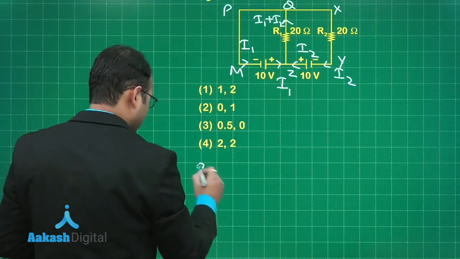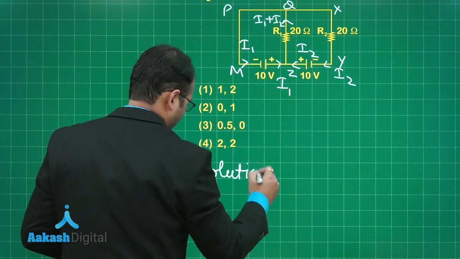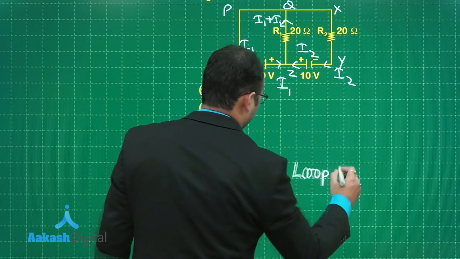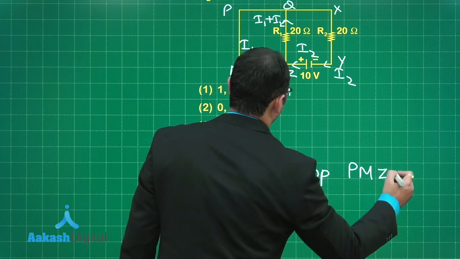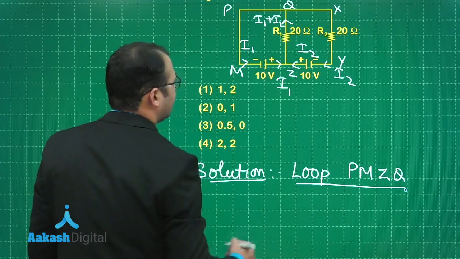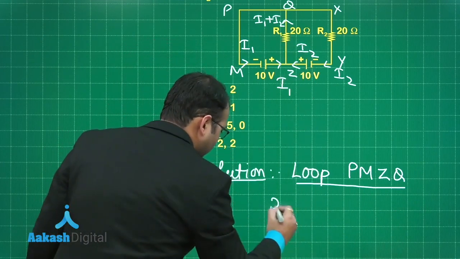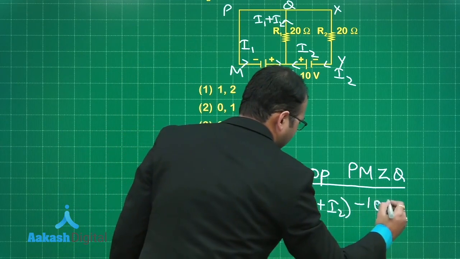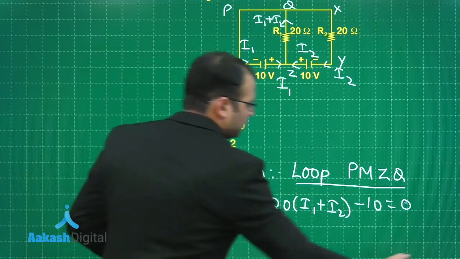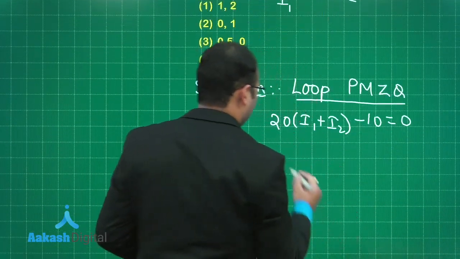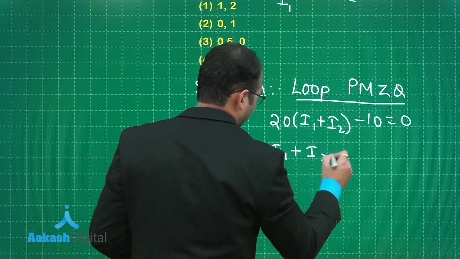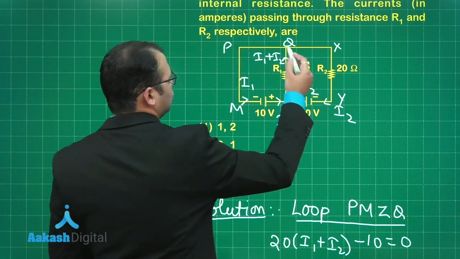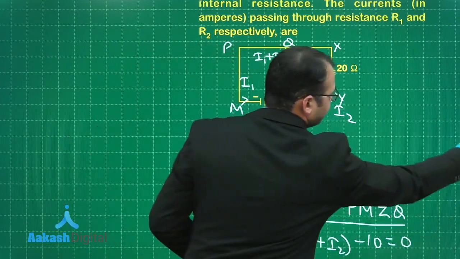So, let's make some equations. Taking the loop P, M, Z, Q, starting from this point, I'll get 20 into I1 plus I2 minus 10 is equal to 0. Solving this, I'll get I1 plus I2 equal to 1 by 2. This is equation 1. Now let's take the loop Q, X, Y, Z.